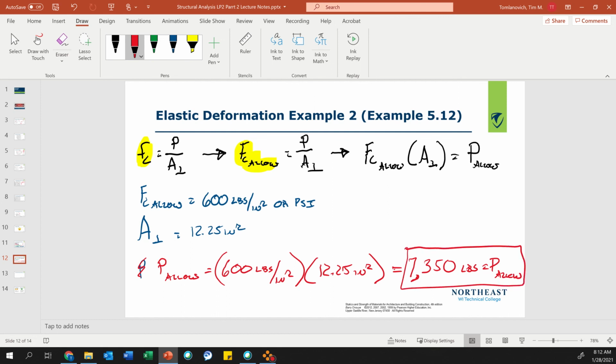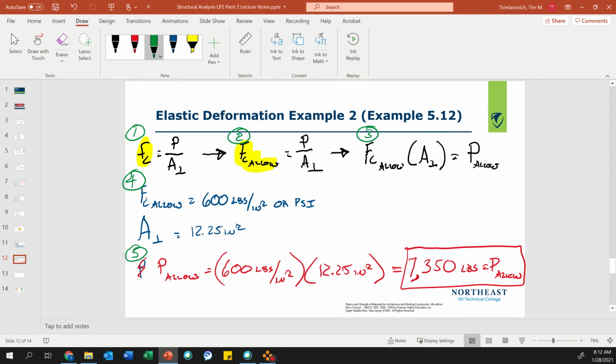Okay, so if I just number the steps here, this is my formula. I'm reading the problem. It's asking me to find the allowable. So literally I rearrange the equations, I define my variables and find the solution. So now this problem, to not exceed 600 pounds per square inch, my load can't be greater than 7,350 pounds.